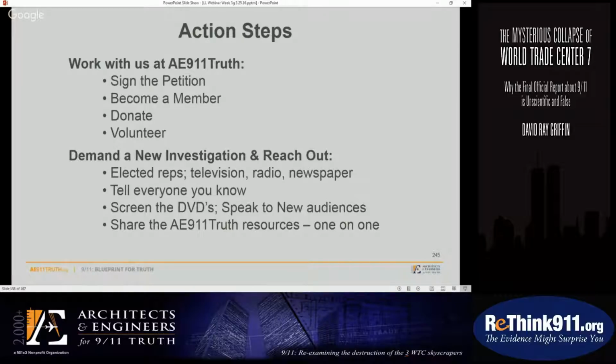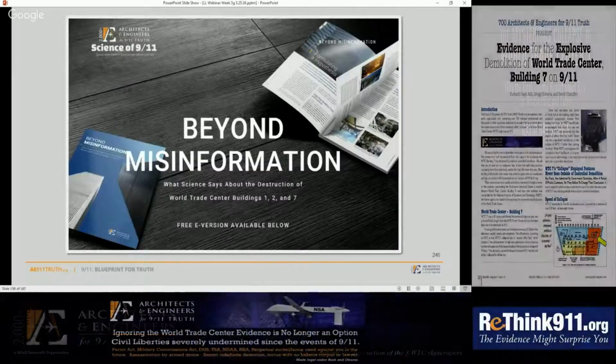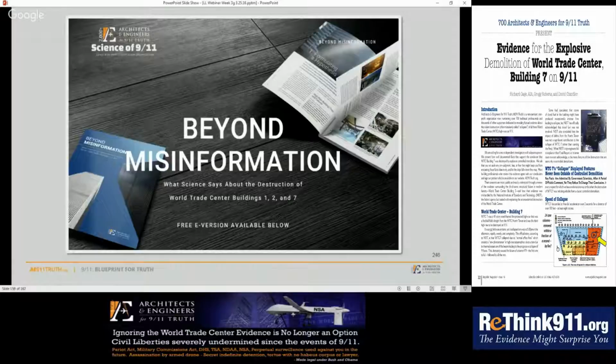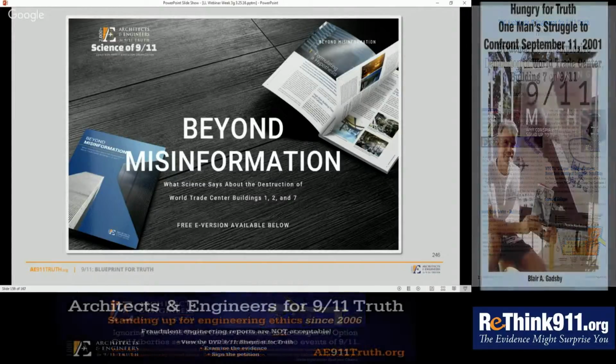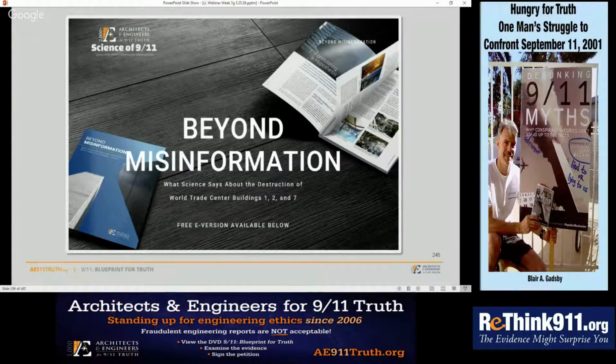communities. One of the most popular, more recent landmark publications that we have is our magazine, Beyond Misinformation. It includes dozens of myths that we bust that have been put out by NIST, and we show the evidence that you've seen today and much, much more about Building 7 and the extreme heat that we're going to be going into next week. It's found by witnesses and so forth, officials even, at the World Trade Center skyscraper site. The e-version is available. You can actually download this 50-page booklet right now.